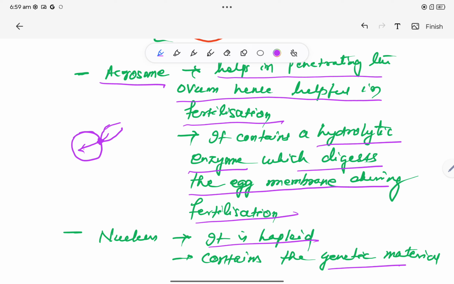So here in this diagram you can see this is the egg, and this is the sperm. When the sperm comes in contact with the egg, the acrosome secretes a hydrolytic enzyme which digests the egg membrane at that point, and then the nucleus is released into the egg. Hence it helps in fertilization.